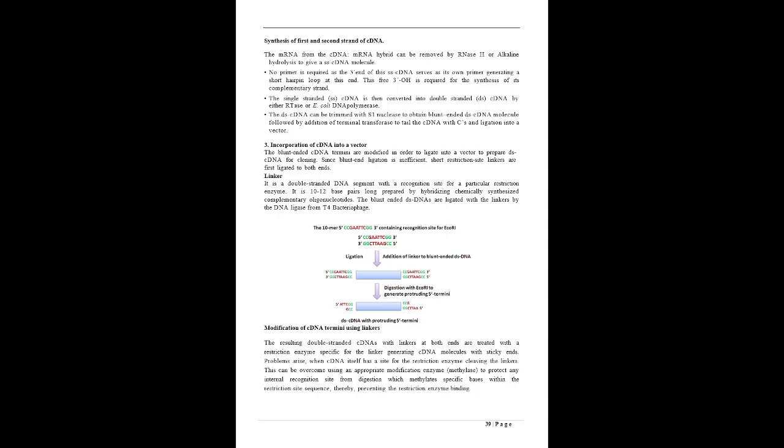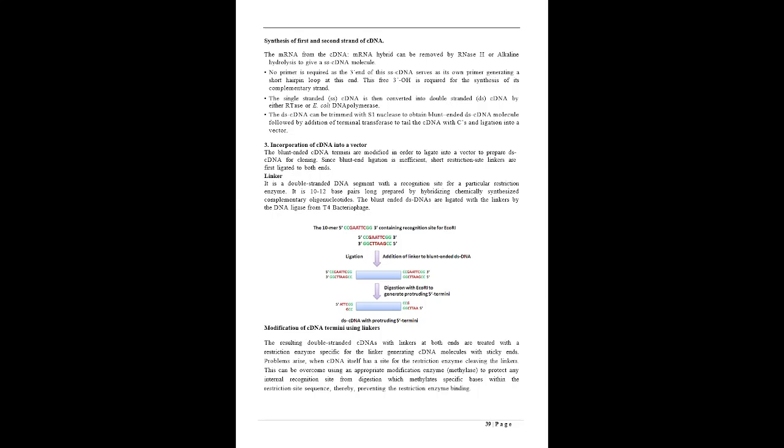So once the first strand of cDNA is synthesized from the mRNA, we remove the mRNA using RNase H, then self-priming happens, double stranding using reverse transcriptase occurs, and the hairpin loop is removed by the S1 nuclease to create the blunt ends. Now what you have to do is incorporate it into a vector.